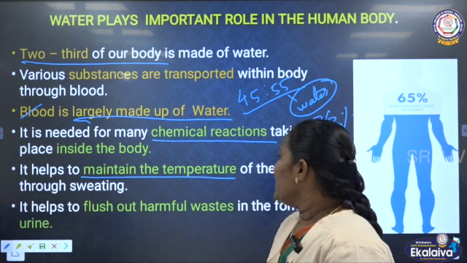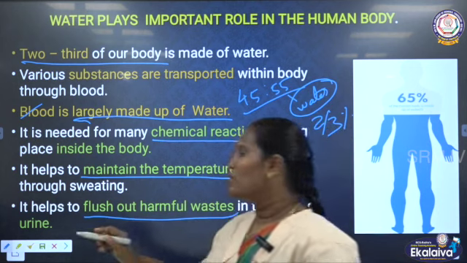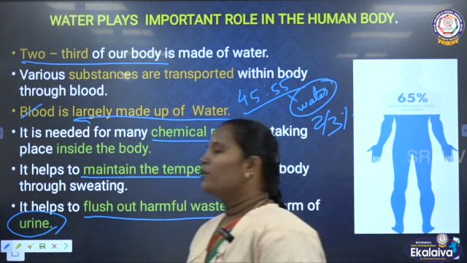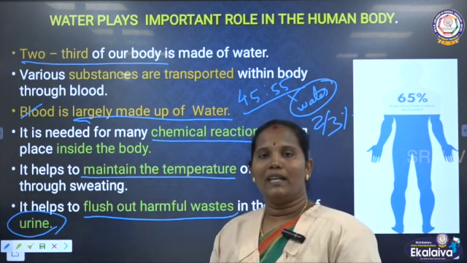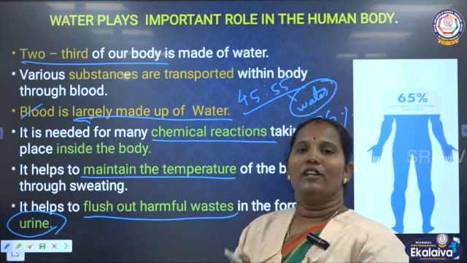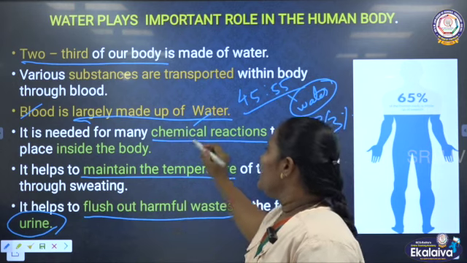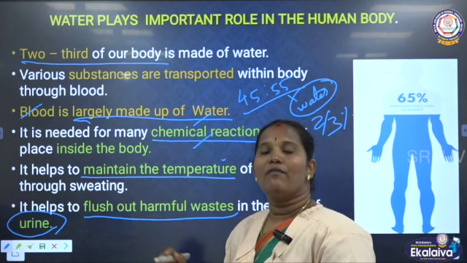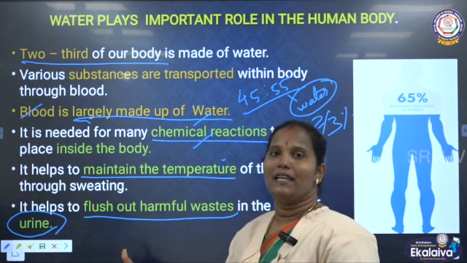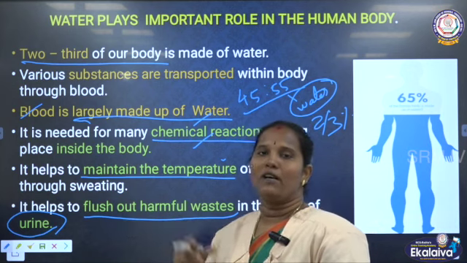Next, it helps flush out harmful wastes. Harmful wastes, we know, leave in the form of urine. When we drink a lot of water, this water is used for all the activities. It gives the liquid portion to blood, and it is used in chemical reactions. After that it transfers the oxygen, and it transports all the nutrition to other parts of our body.